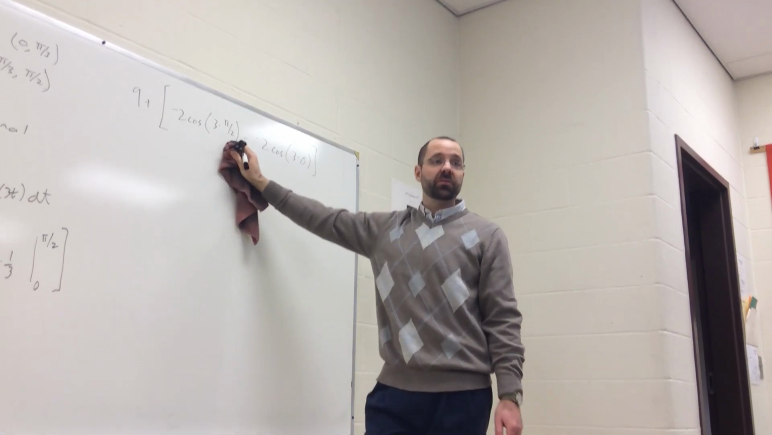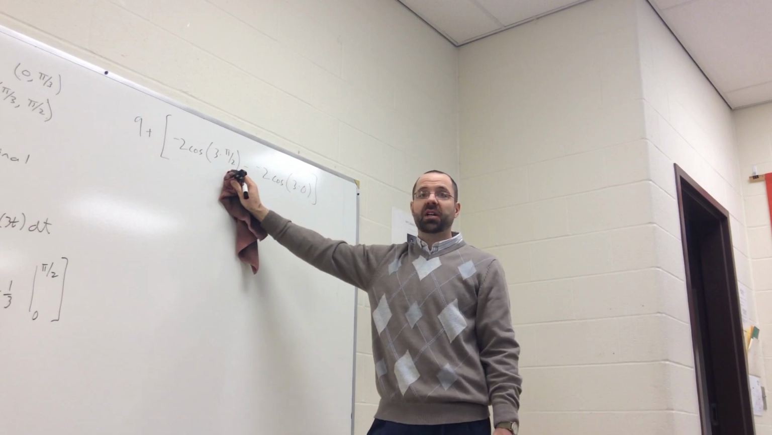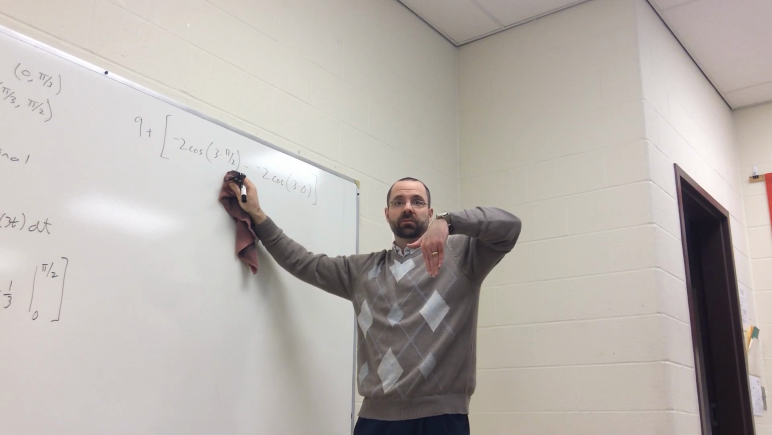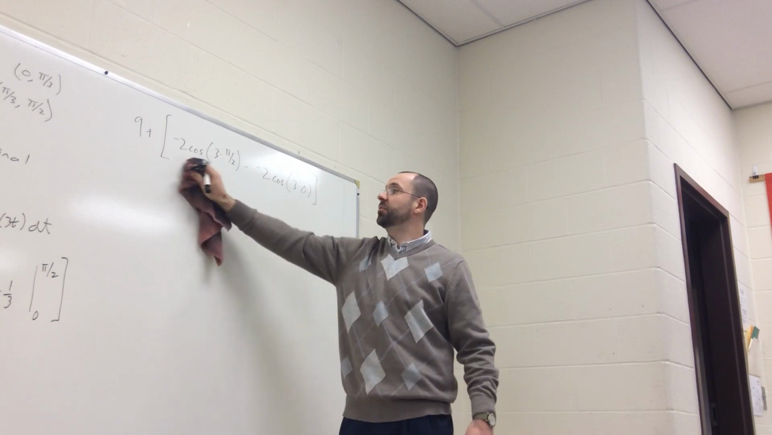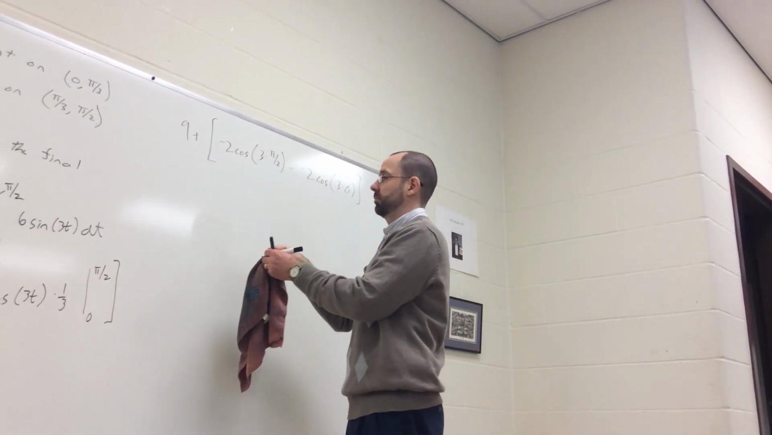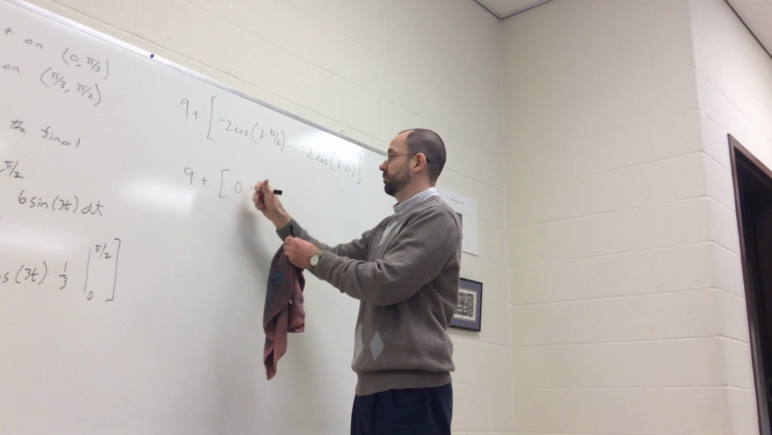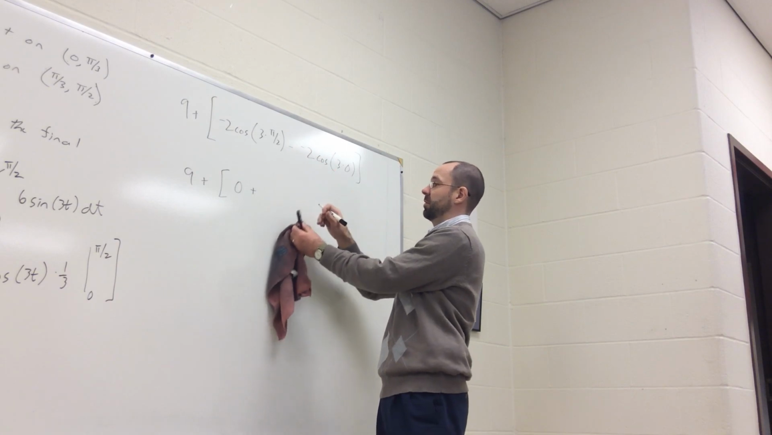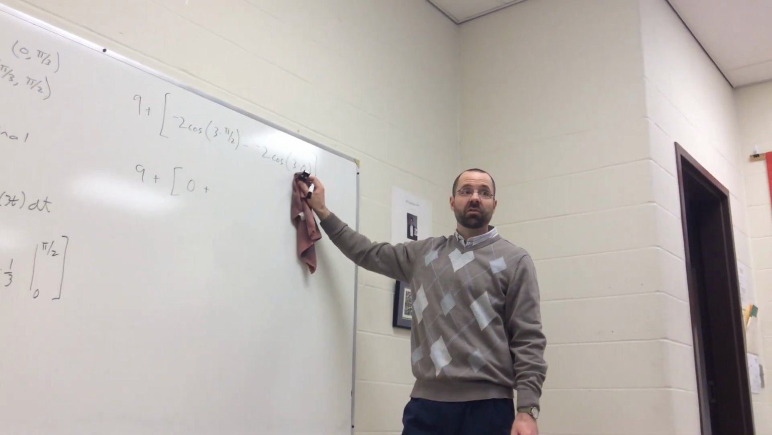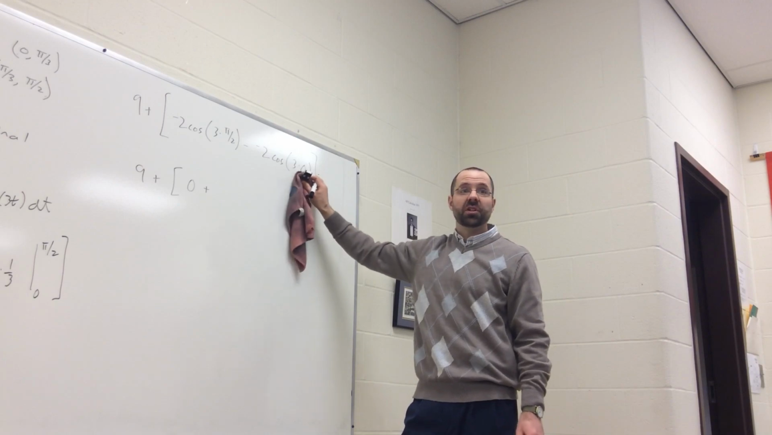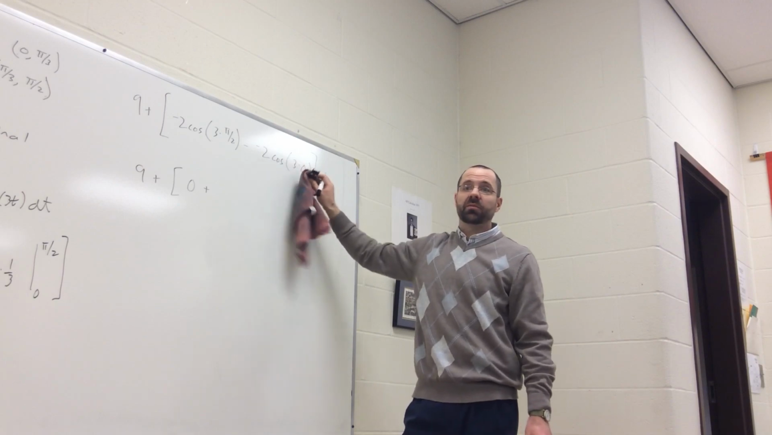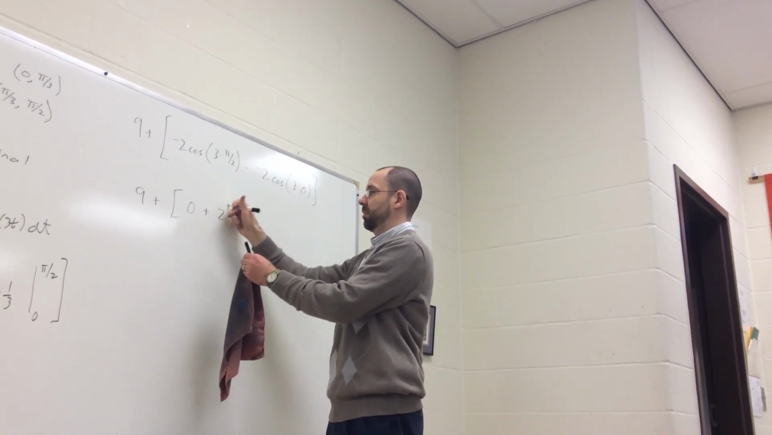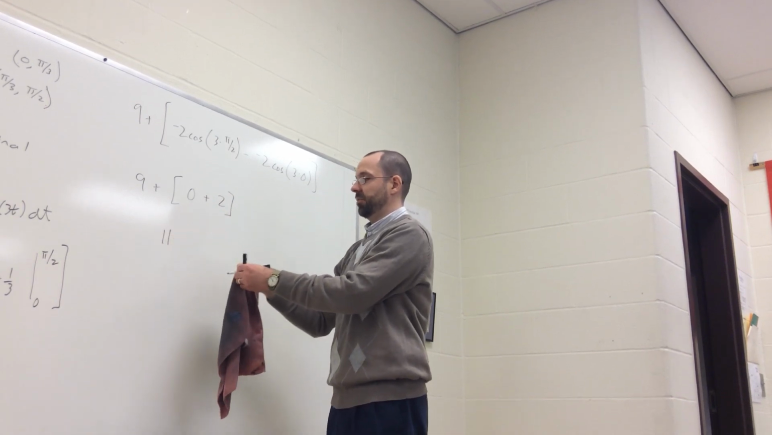So 3 times pi over 2 is 3 pi over 2. Cosine of 3 pi over 2 is 0. -2 times 0 is 0. Why don't I go ahead and make this plus, because minus a negative. Cosine of 0, 3 times 0 is 0. Cosine of 0 is 1. -2 times 1 is -2. -2 minus a -2 is plus 2. So final answer is 11.